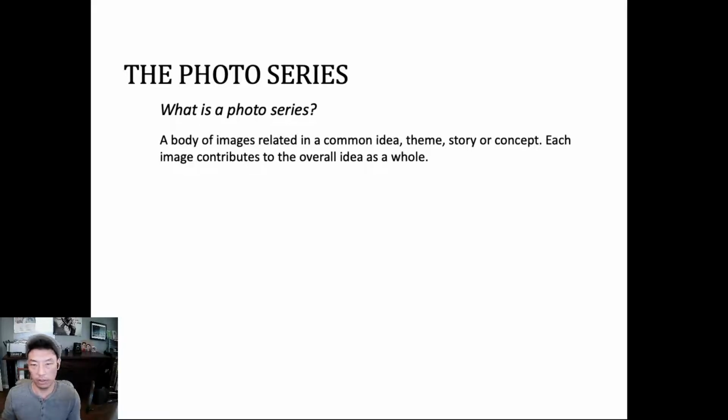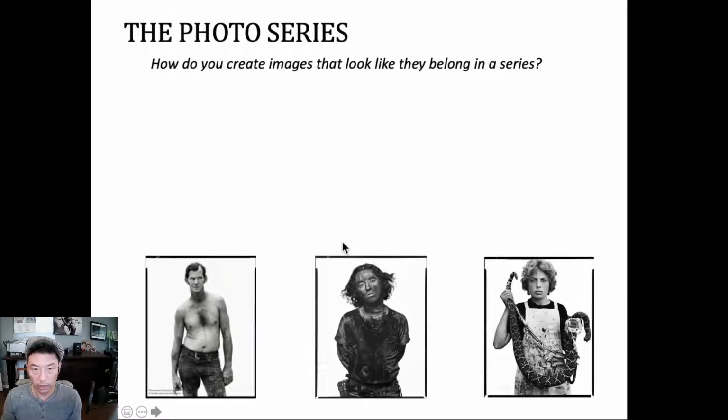So, again, a photo series is really a body of images that all work together to depict an idea as a whole. So going back to those three images, how do you create images that look like they all belong in a series? What are the key elements in putting a series together to make them look like they belong as one whole collection of work?